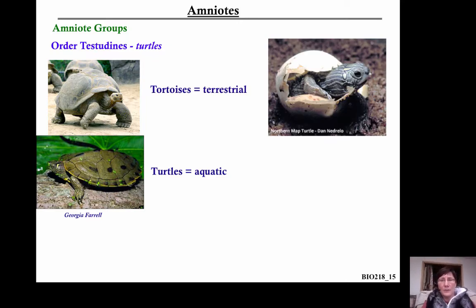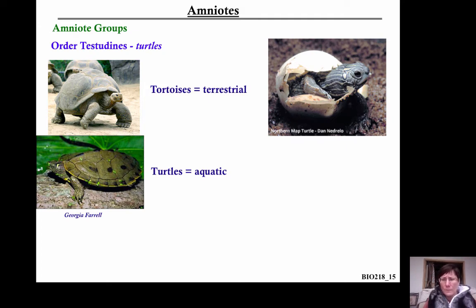Turtles lay eggs. All of them lay eggs and hatch from eggs. But there's an interesting aspect about the reproduction of turtles and tortoises. I'd like to point out first that they do lay their eggs on land. So even the aquatic turtles lay their eggs on land. They come out and dig in sandy areas to lay their eggs.